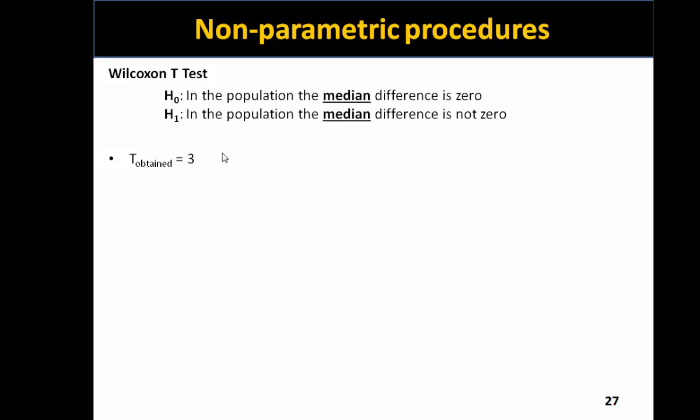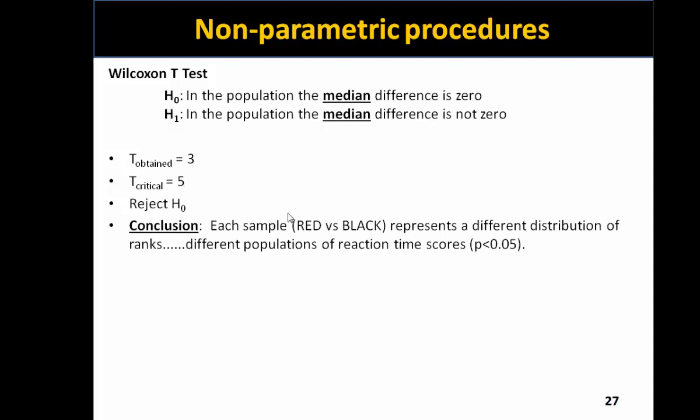Many statistical software programs would return the same value. Note that we looked up on the table the critical value of 5. Therefore, since 3 is less than 5, we reject the null hypothesis, and we conclude that each sample, red versus black, represents a different distribution of ranks in different populations of reaction time scores. Therefore, a reaction to a red stimulus is faster than a black stimulus on a computer screen.